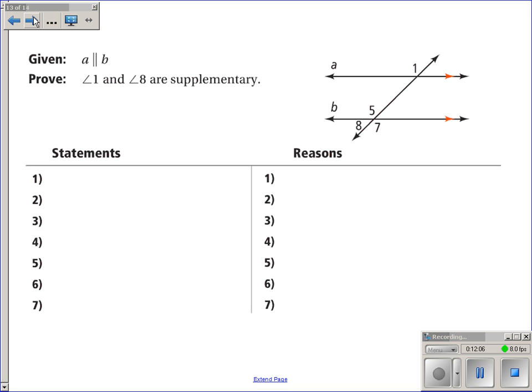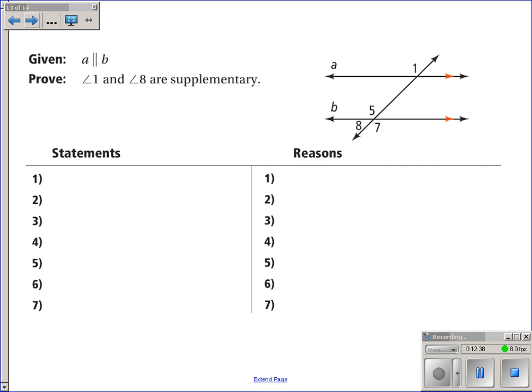This next one is not a theorem we've proven, so we can use any of our postulates or theorems in this section as we're proving this. The theorem states that if A is parallel to B, which is already drawn in on our diagram, then angles 1 and 8 are supplementary. So we'll first talk about why this could be true.